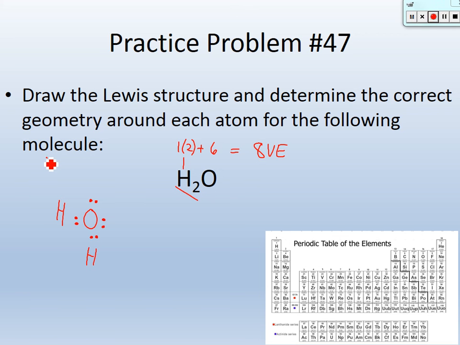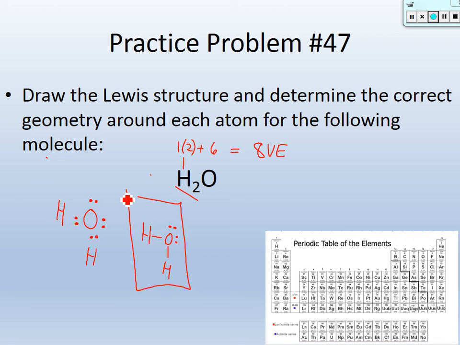Now, I've got to draw lines for my covalent bonds. Where are my covalent bonds? Between the 2 atoms that are sharing electrons, right? So it's going to look like this. Do I still need my lone pairs on the oxygen? Yes. Okay. So this is the correct Lewis structure for water.